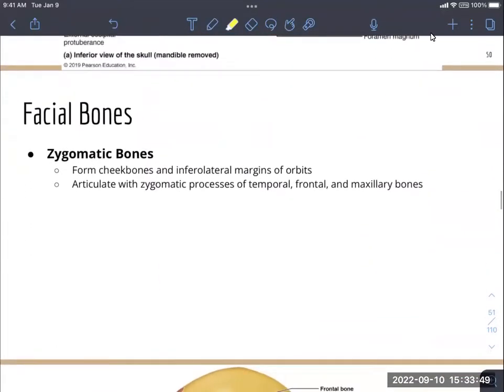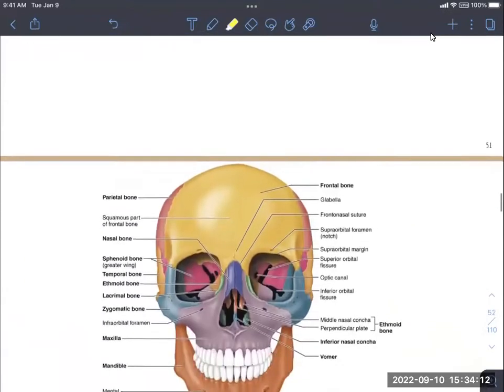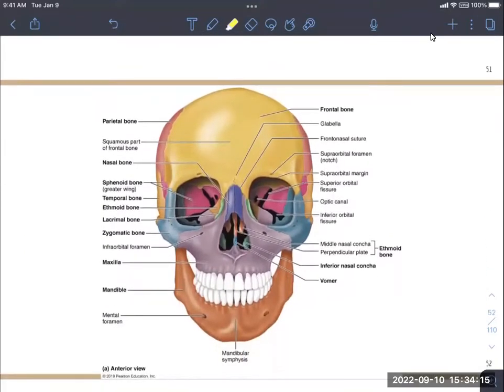Zygomatic bones. Two of those again. As I've said before, the zygomatic bone is what makes up your cheekbones. It also makes up the lower lateral part of your eye. It'll articulate with the zygomatic process of the temporal bone, frontal bone, and the maxillary bones. So that blue here is that zygomatic bone. It makes up part of that eye over here, and it attaches to that zygomatic process.